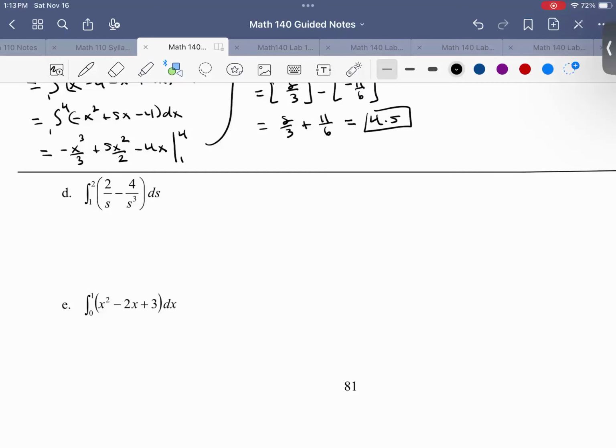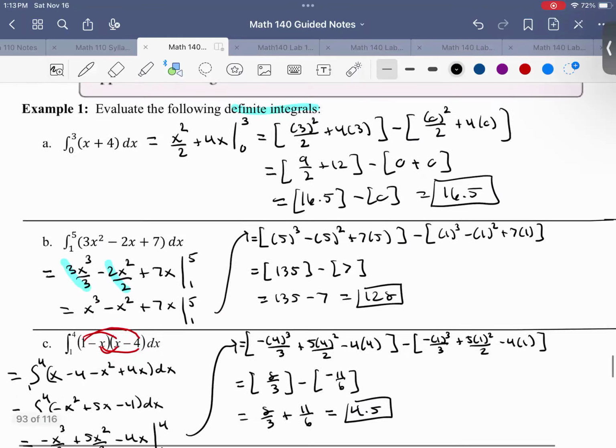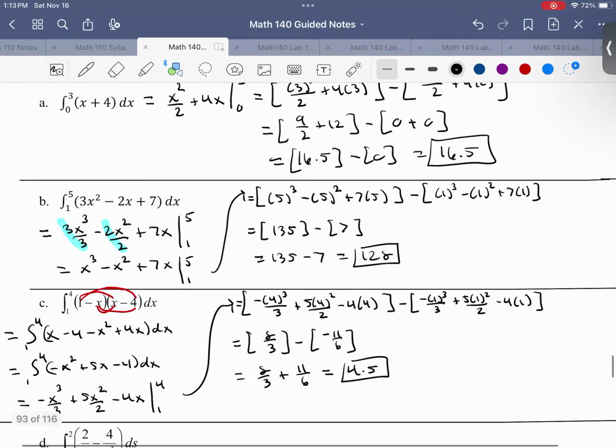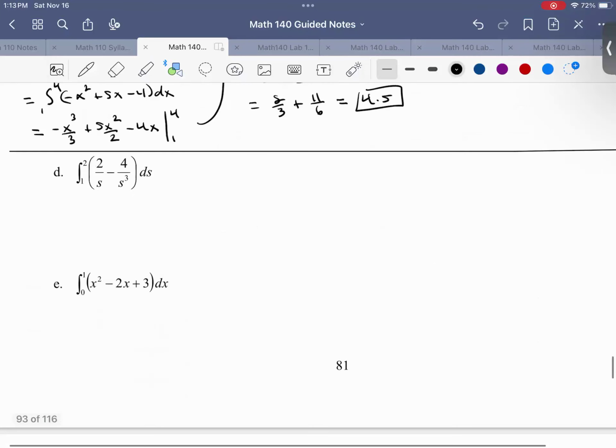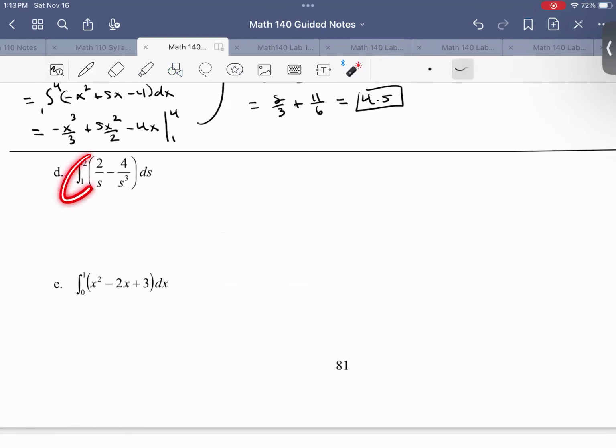Hi, everybody. Let's go ahead and finish out example one of this section. So here we have letter D, the integral from 1 to 2. And we have this strange looking function here, 2 over s minus 4 over s cubed. S is our variable and ds is our differential. So let's go ahead and integrate this.